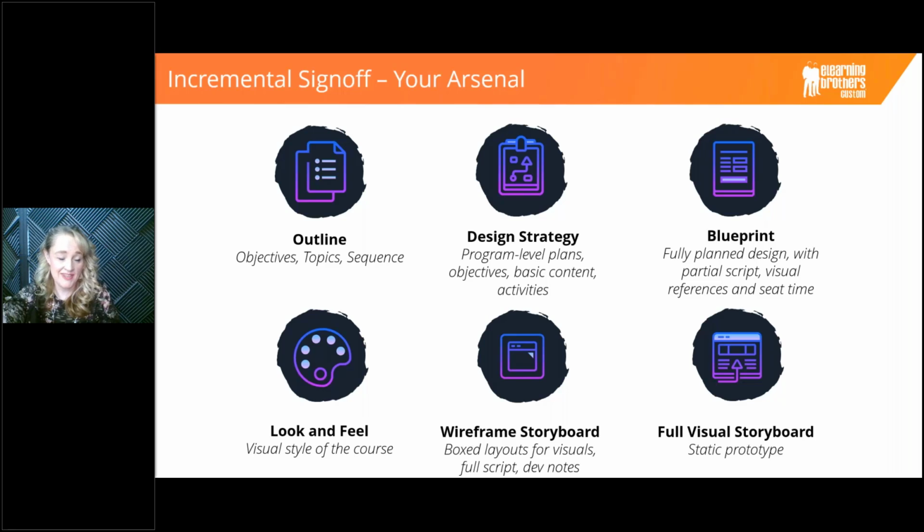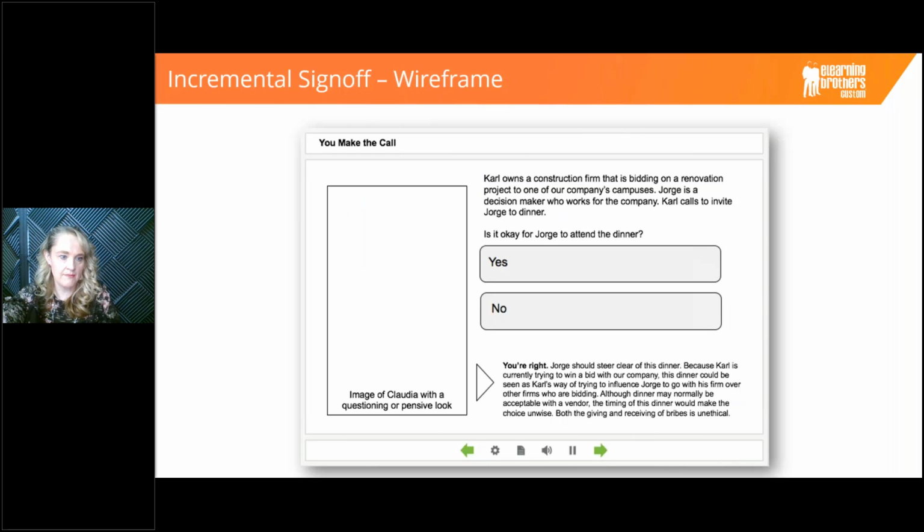And we catch a lot of things at that stage with the visual storyboard that may not be caught otherwise. That's the biggest reason why we use them: it allows the stakeholders to see it, feel it, touch it. If something doesn't feel right or look right, we can catch it there before it actually goes into development. So let me show you an example of what that wireframe might look like.